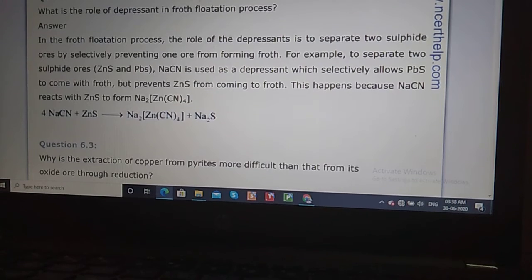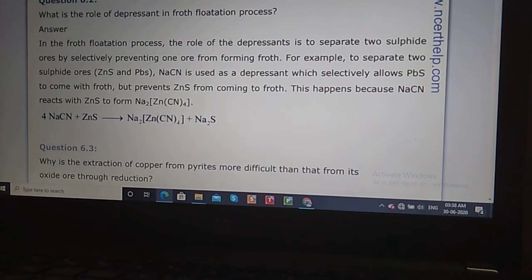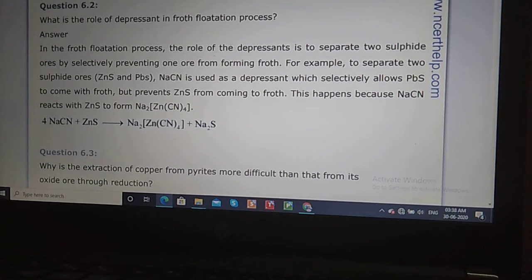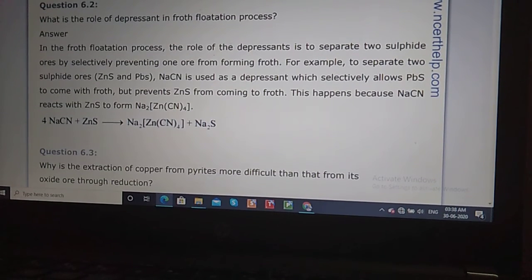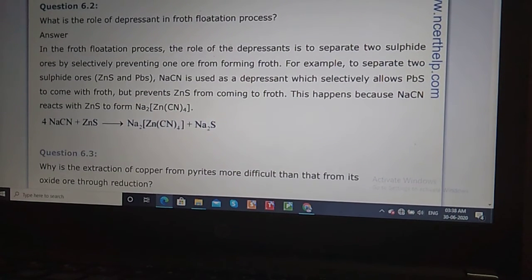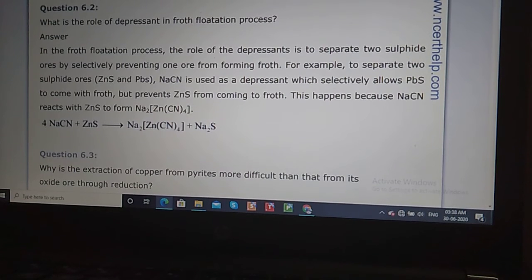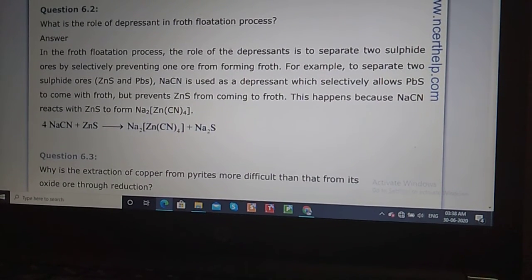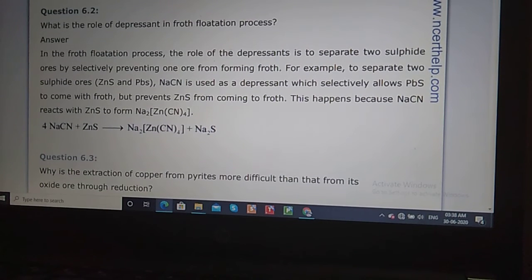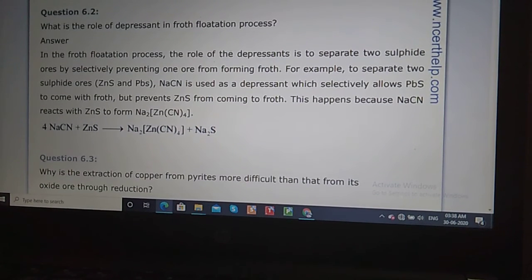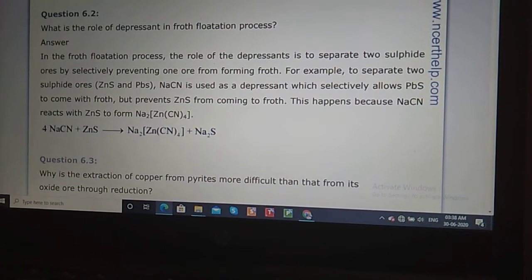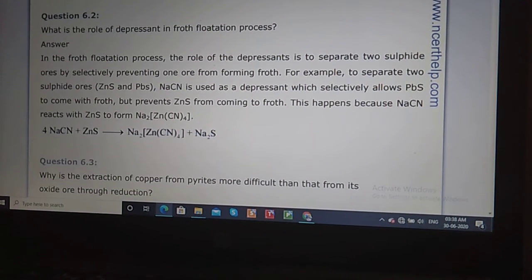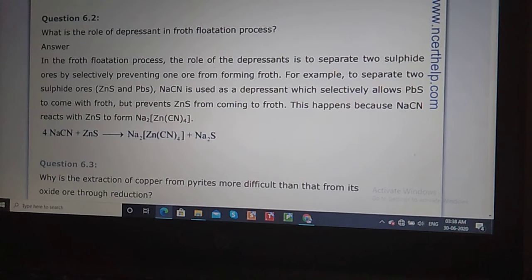Now let us read out the slide, student. In the froth flotation process, the role of depressant is to separate two sulfide ores selectively, preventing one ore from forming froth. For example, to separate two sulfide ores, ZnS and PbS. If you want to separate these two ores, you add NaCN, which is used as the depressant.